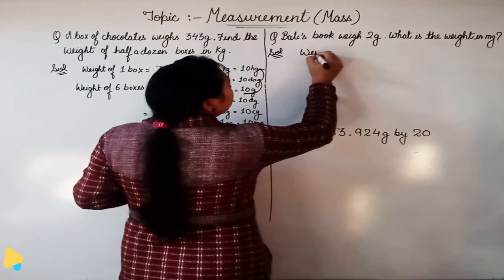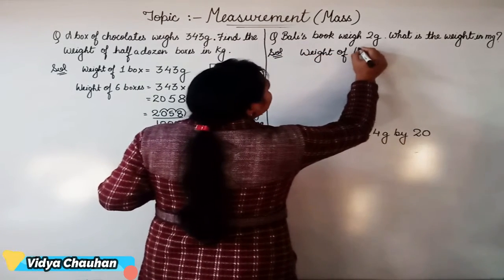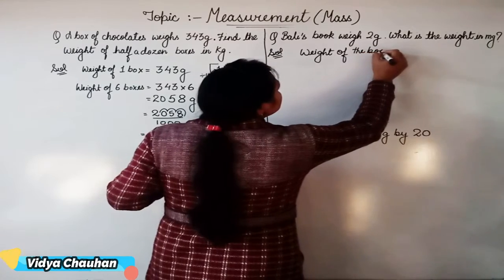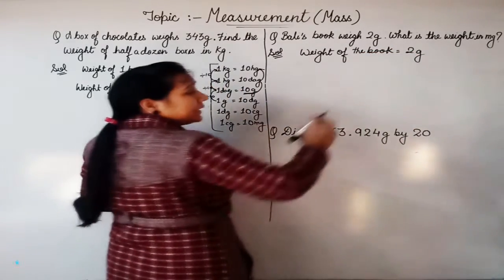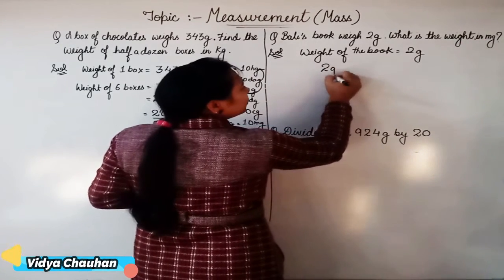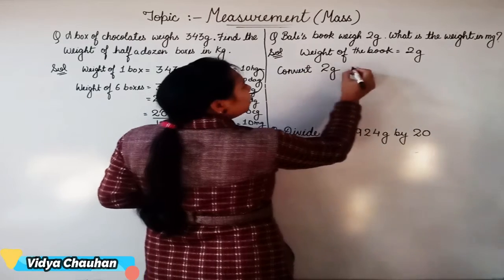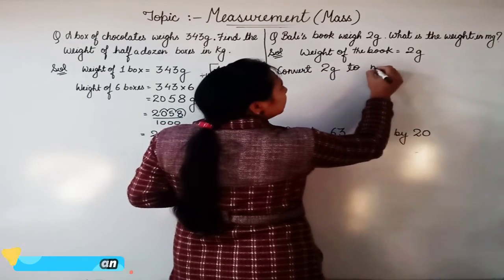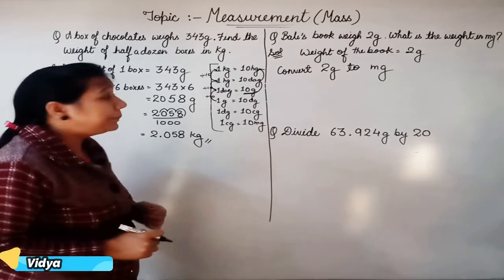Weight of the book inside. The weight of the book is 2 grams. Now it is said to find the weight in milligrams. So that means basically we have to convert. What we have to do? We have to convert 2 grams to milligram. So now we have to convert 2 grams to milligram.